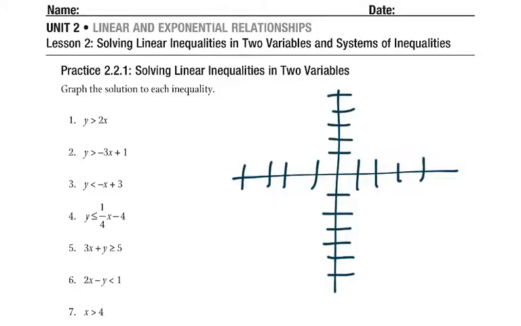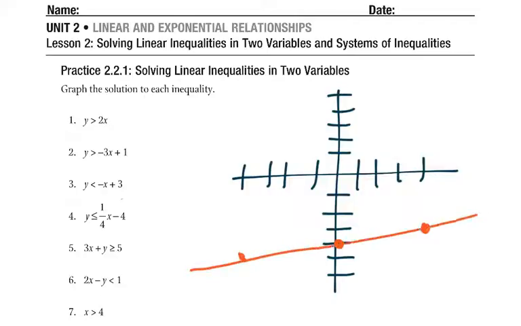Okay, y-intercept of negative 4. Go down to negative 4, slope of 1 over 4, so up 1 to the right 4, or down 1 to the left 4. Okay, now this one, notice that it has an equal to, so I draw a solid line here.